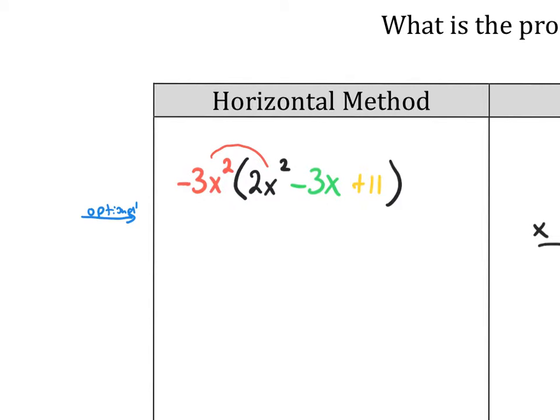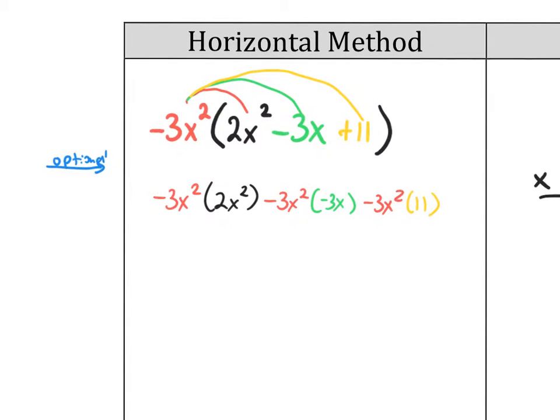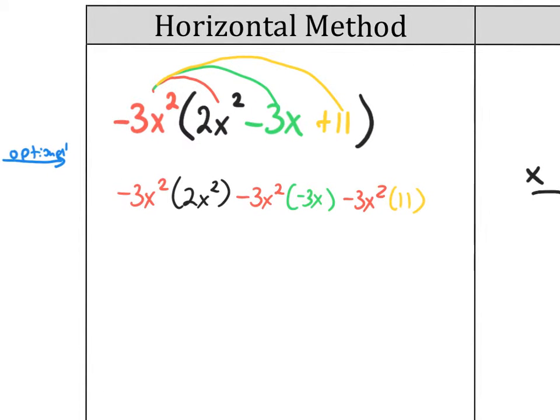So this negative 3x squared has to multiply the 2x squared. Next, the negative 3x squared has to multiply the negative 3x. Next, the negative 3x squared has got to multiply the 11 there times the 11. Like I said, this step is optional, just showing you what's happening. And now we start to simplify.